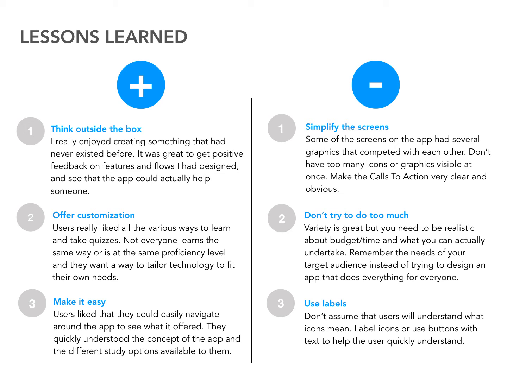Some things that I learned that I mentioned already previously was just keeping the screens clean, making the call to actions really obvious, and also not trying to do too much. It's exciting to have an app and to have all these ideas, but to really be realistic about what you can accomplish and to remember who your target audience is. And then finally, just being able to use labels. Don't assume that folks are going to understand what icons mean, and it's really quite easy to do, and it saves a lot of headache.